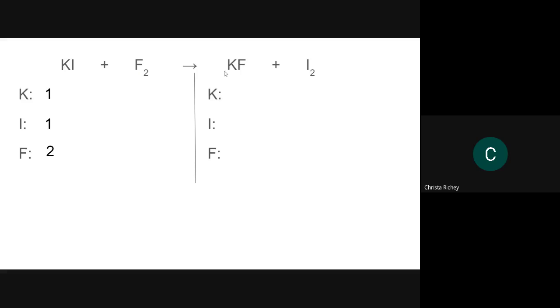On the right, in the same order, how many potassiums? 1. How many iodines? 2. And how many fluorines? 1. Okay. Is 1 equal to 1 on the top? Yes. Is 1 equal to 2 in the middle? No. So I'm going to do times 2.